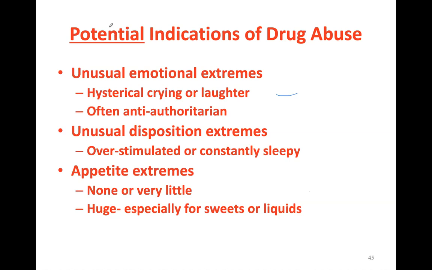Being overstimulated, where they're restless, they can't seem to sit down. Maybe making a lot of repetitive movements, spinning a pen in their hand, flipping coins, or moving things around. It's almost like they can't relax. Or we may see that they're constantly sleepy. They just can't seem to keep their eyes open. And sometimes we see both ends of the spectrum: when they're on the drug, we may see them just ramped up, and other times they can barely keep their eyes open.